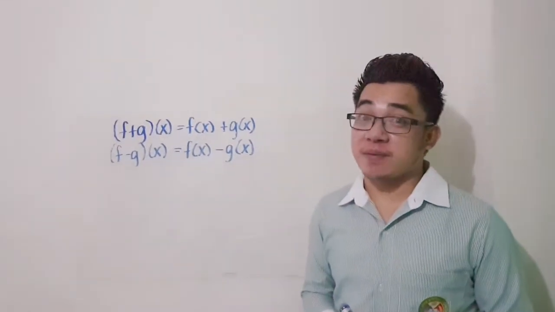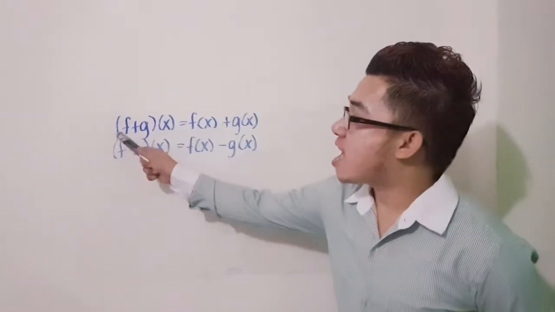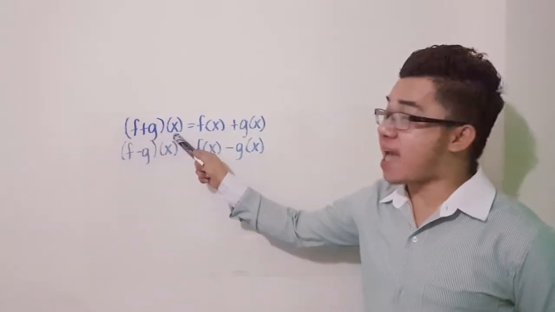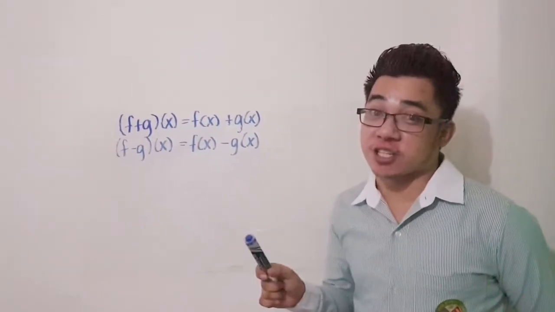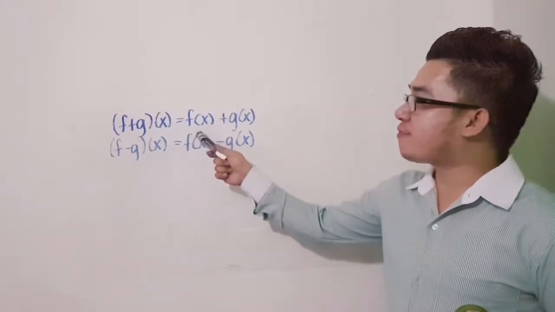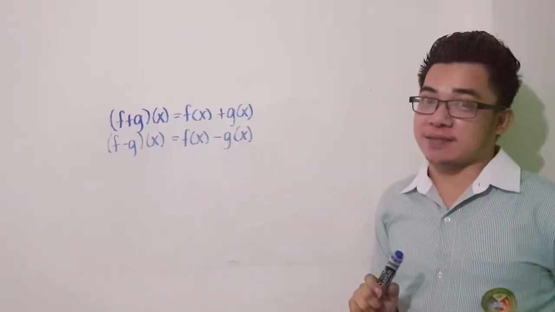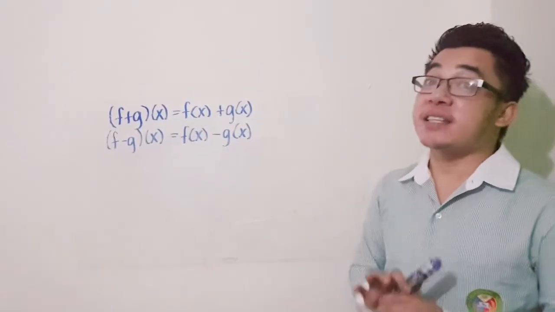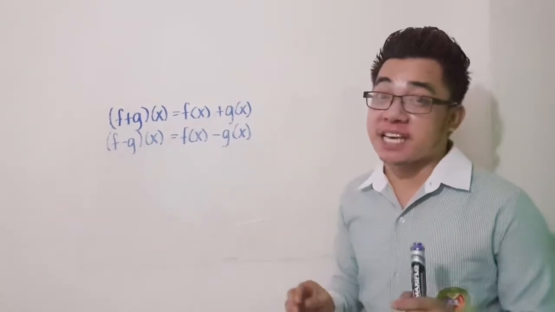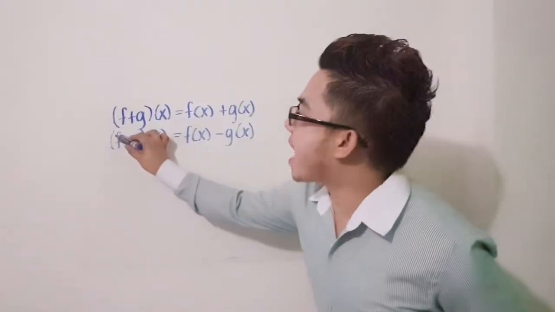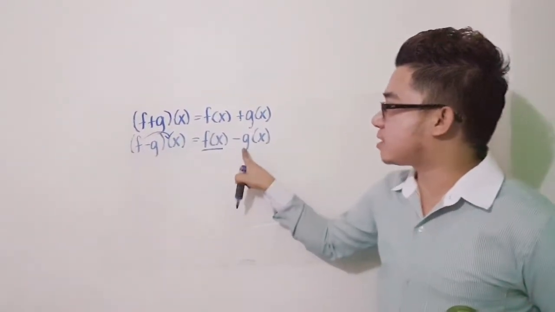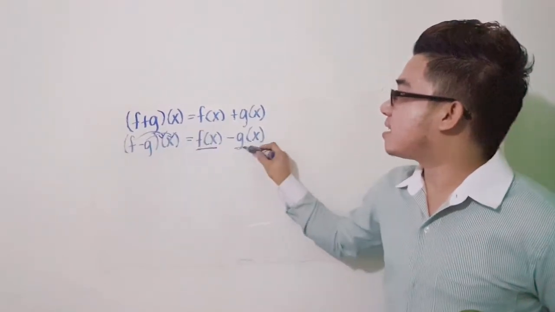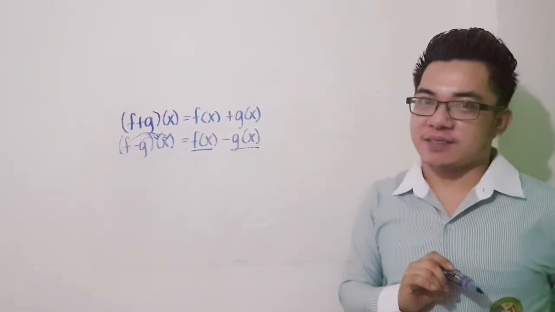Please take note of these equivalent equations. If you have the quantity of f plus g of x, by the distributive property of multiplication over addition, this is equal to f of x plus g of x. Another, if I have f minus g of x, by the distributive property of multiplication over subtraction, we have f times x, which is equal to f of x, minus g times x, which is equal to g of x.